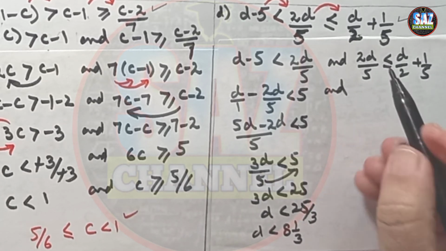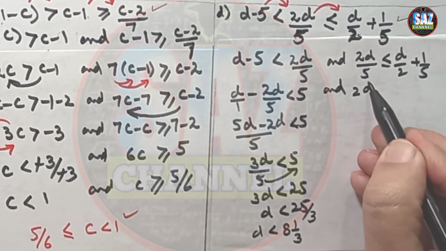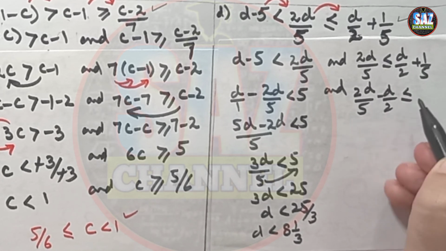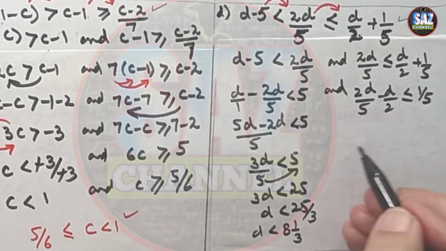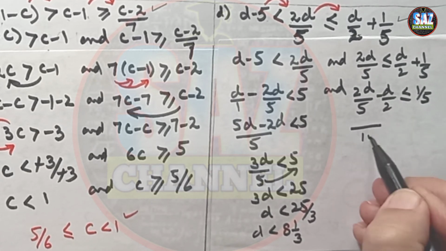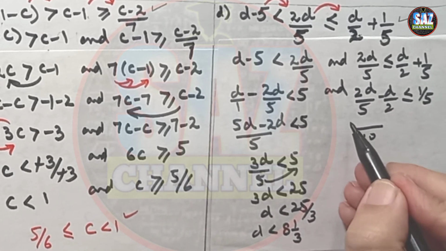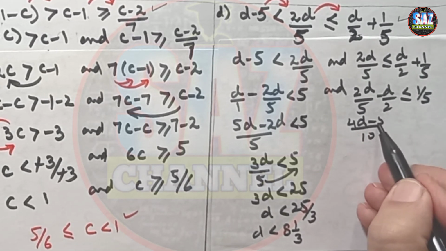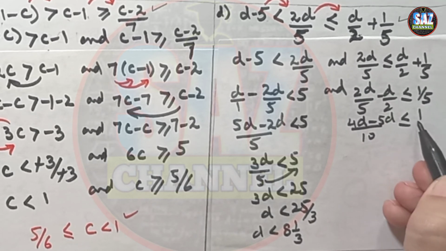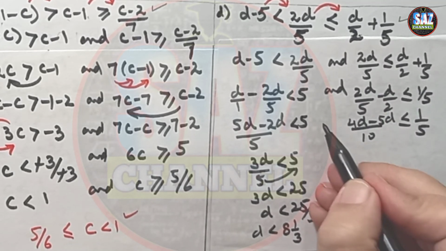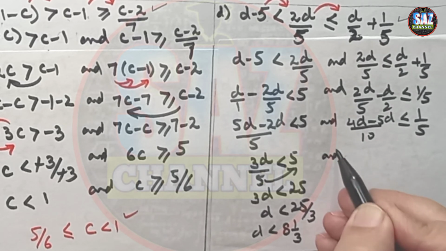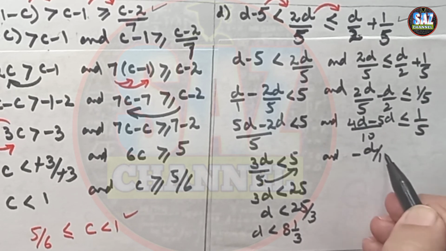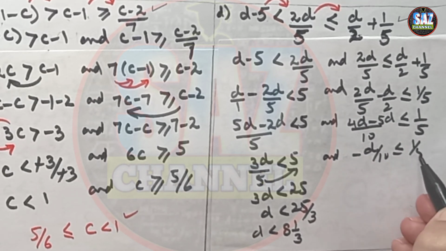And let me solve the other part of the inequality as well. 2d upon 5 minus d by 2 is less than or equal to 1 by 5. Take the LCM. 10 will be the LCM. 5 2s are 10, so 4d minus 2 5s are 10, 5d, is less than or equal to 1 by 5, and 4 minus 5 is minus d by 10 is less than or equal to 1 by 5.